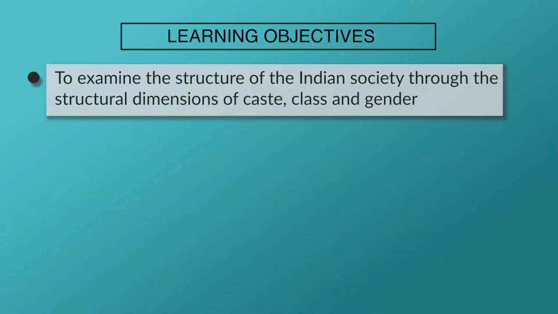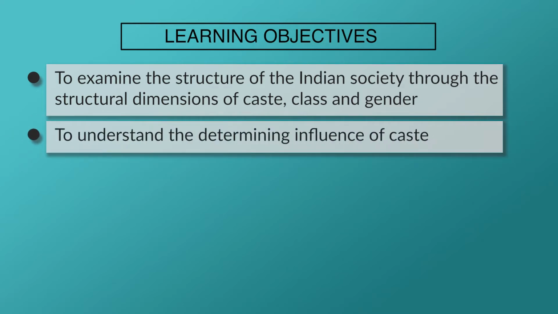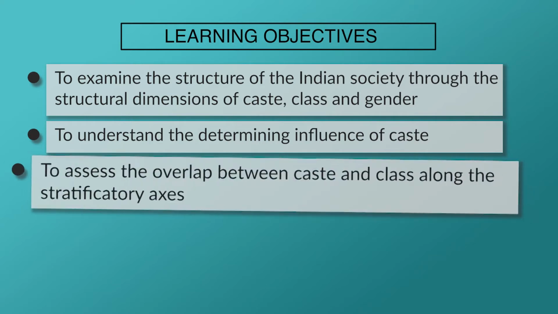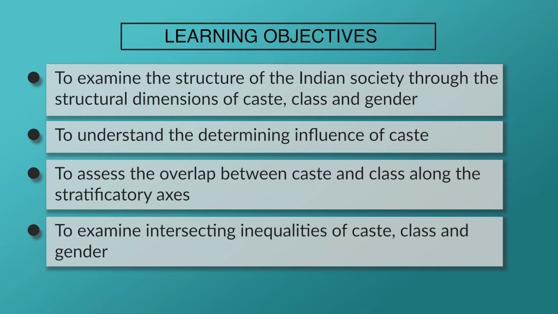Now, the learning objectives of this particular module are to examine the structure of Indian society through the structural categories of caste, class and gender, and also to understand the determining influence of caste, to elaborate the influence of class as a system, and to examine the intersecting inequalities of caste, class and gender.